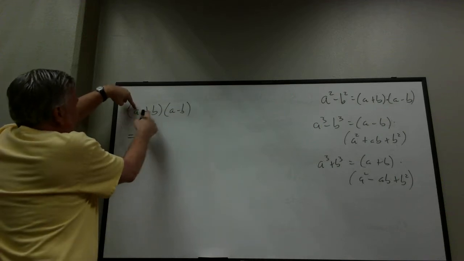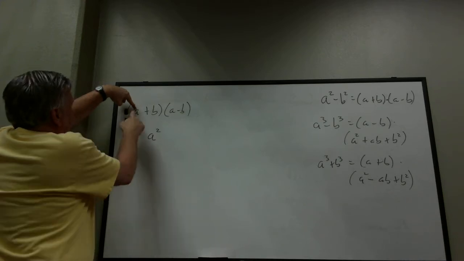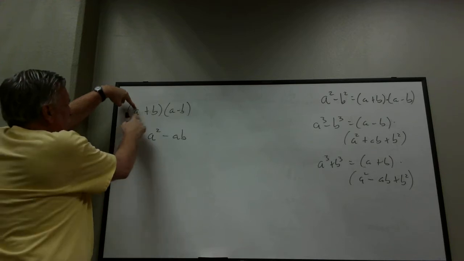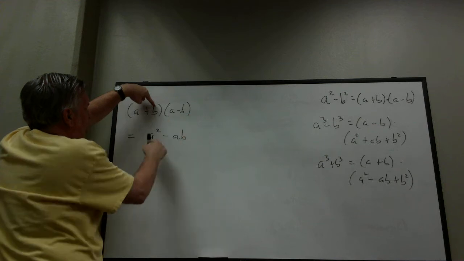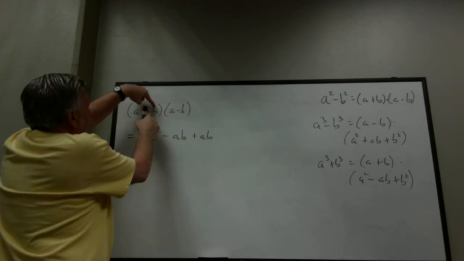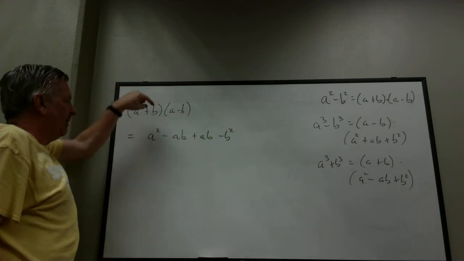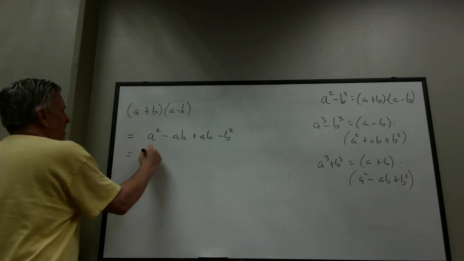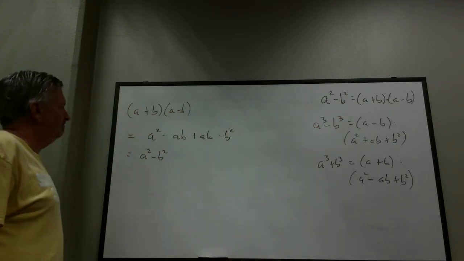So if I do a times each of those, I get a times a is a squared. A times minus b is minus ab. So I did a times that and a times that. Now I need to do b times both of those. B times a, well that's plus ab. ba and ab are the same thing. B times minus b is minus b squared. And notice what happens. You have ab minus ab, which is 0. And you're left with a squared minus b squared, which is what we said it was.